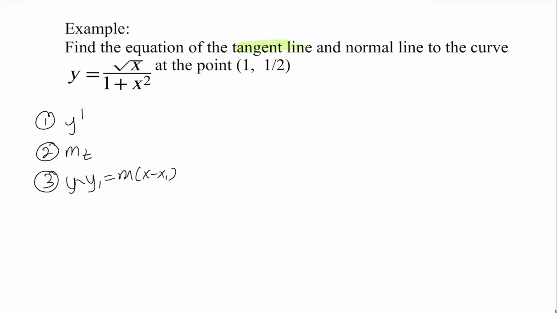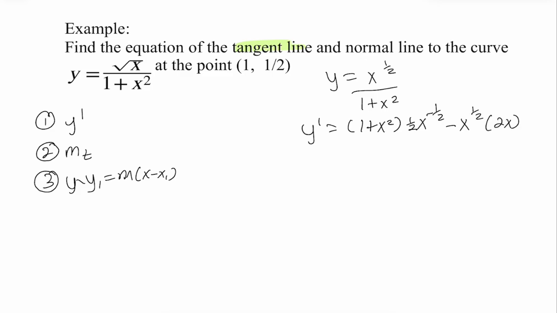Okay, so I'm going to rewrite my function as x to the 1/2 over 1 plus x squared. This one, I have to use the quotient rule. There's no other rule that I can use to find the derivative of this. Okay, so in parentheses, I'm going to write down the bottom times the derivative of the top. Drop the power down in front, power goes down by 1. Minus the top times the derivative of the bottom, all over the bottom squared. So that's step 1.